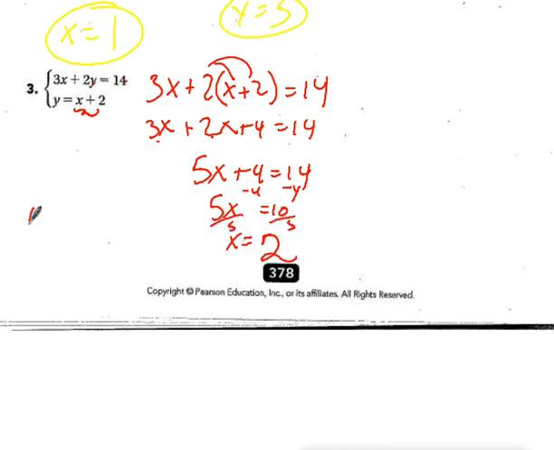But I'm not done yet. That's only half the answer. So now if x is 2, let's figure out what y is. I'll plug it into one of the two equations. Clearly this is the easier one. So 2 plus 2 is 4. Brilliant.